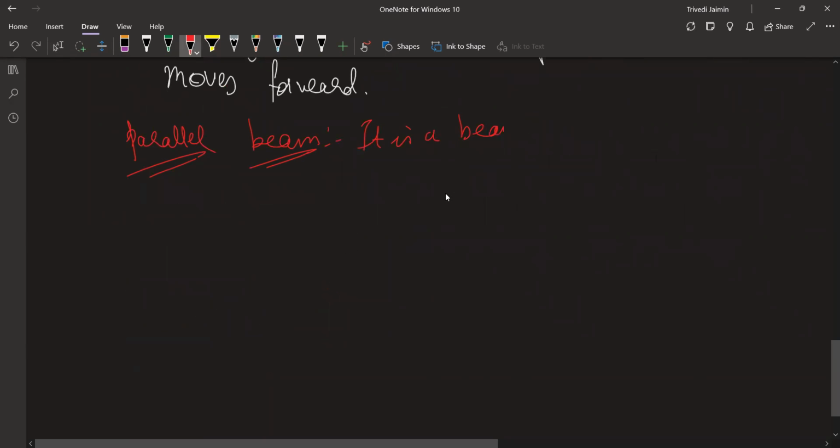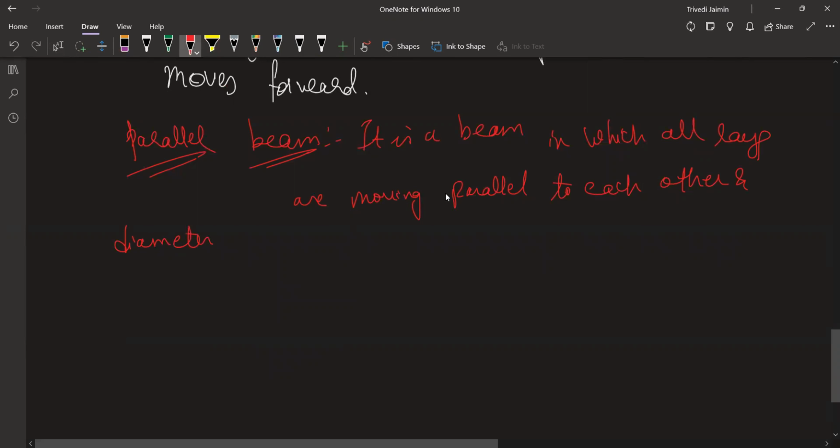It is a beam in which all rays are moving parallel to each other. And the diameter of the beam remains the same. So we can give it as a constant, right?